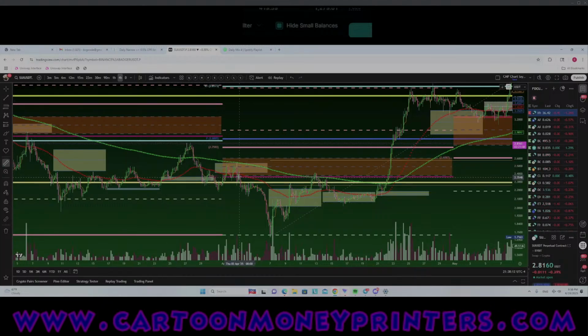Once it leaves the station, you had a 27% move to this monthly pivot line, right? Pretty clean. All right, so that's sweet.